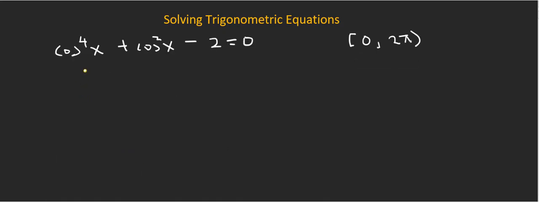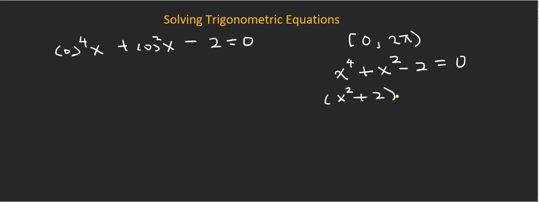Okay, let's take a look at this example. Cosine to the 4th of x plus cosine squared x minus 2 equals 0. Again, we have the restriction, 0 to 2 pi. Before we do this, do you remember how to solve x to the 4th plus x squared minus 2 equals 0? Do you remember how to factor that? Well, it's going to be quantity x squared plus 2 times quantity x squared minus 1.